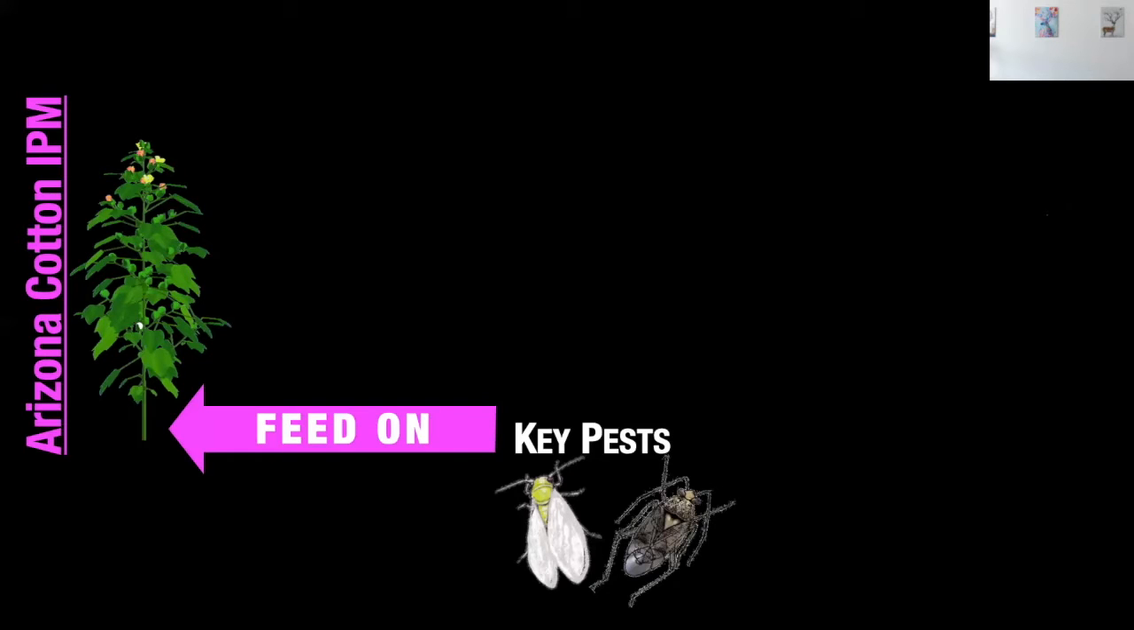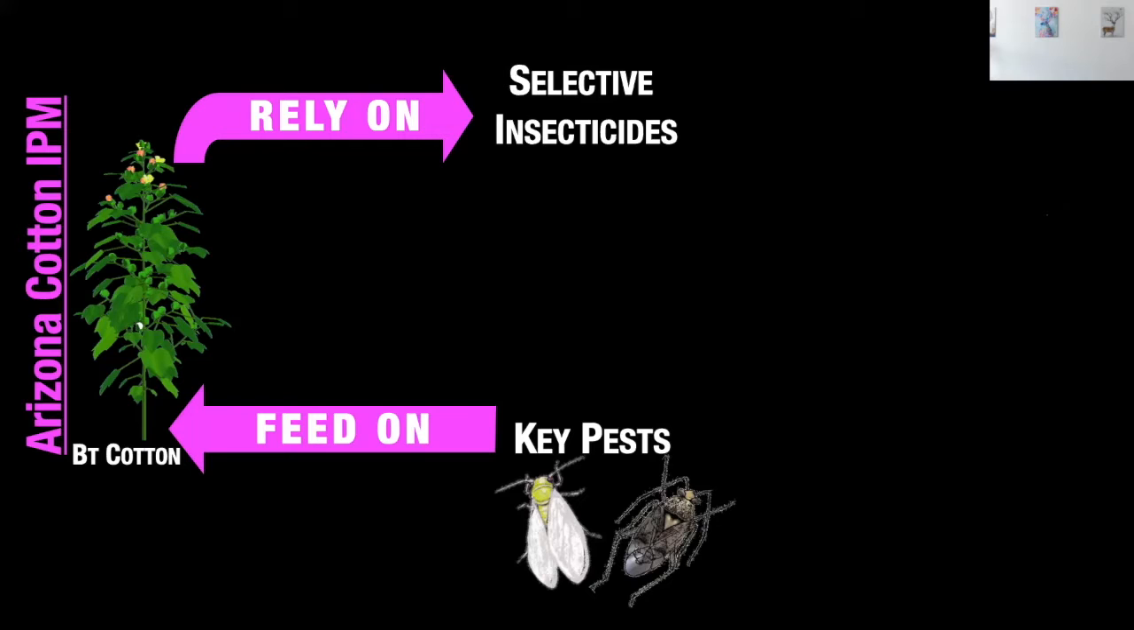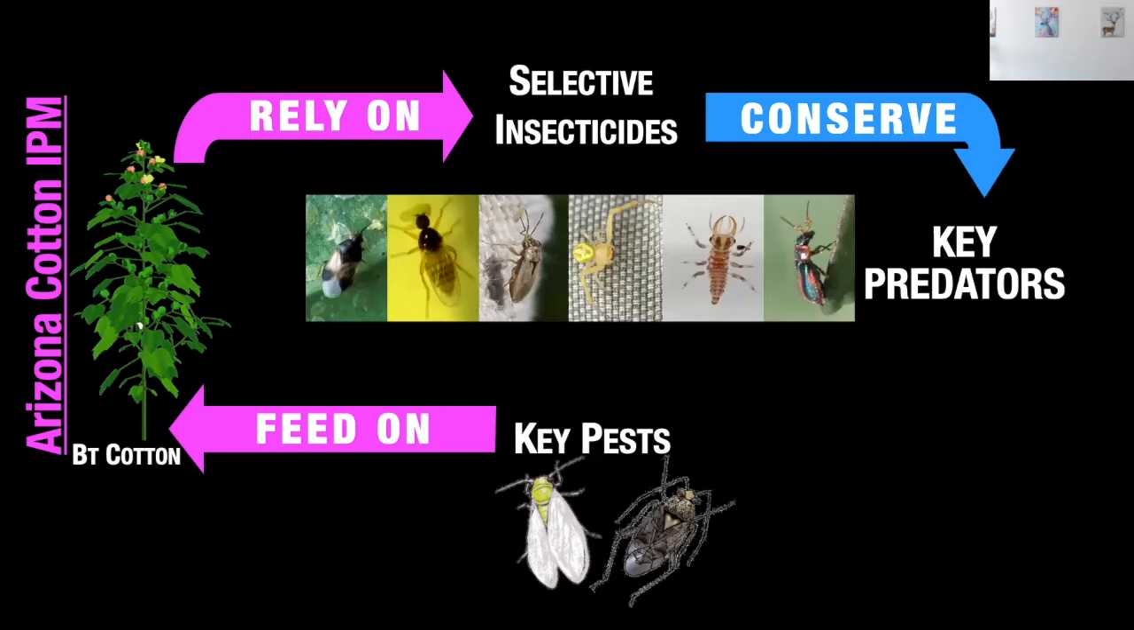So you know that our IPM program is focused on the control of our two key pests, whitefly and lygus bug. We depend heavily on selective technologies such as Bt cotton and selective insecticides. These selective technologies help us to conserve key whitefly predators, which are minute pirate bug, Drapetis fly, big-eyed bugs, crab spiders, green lacewing larvae, and Collops beetle.